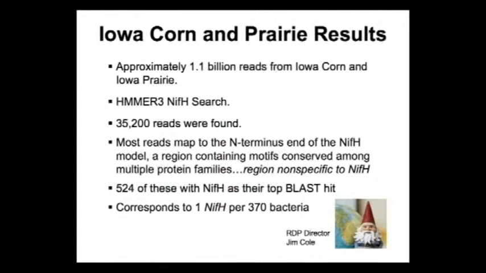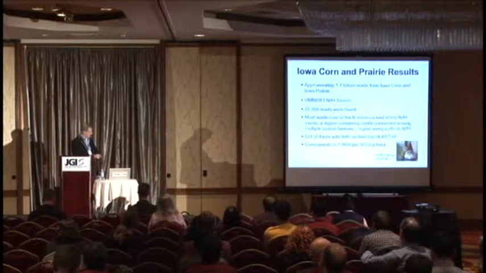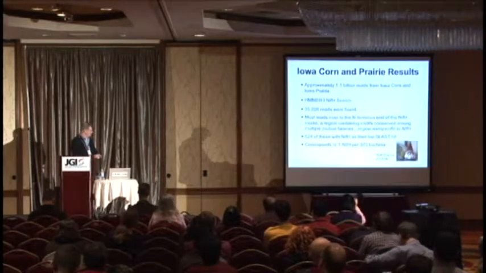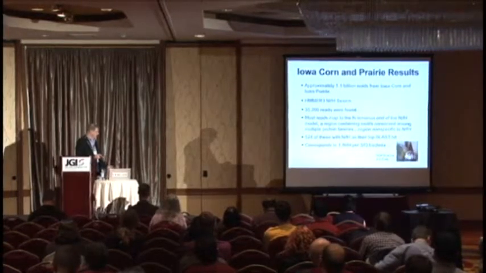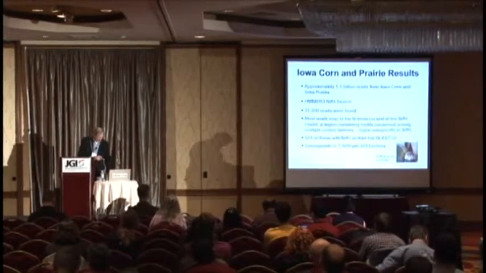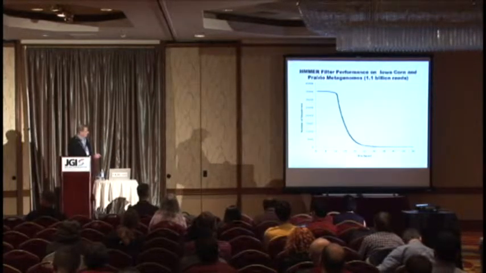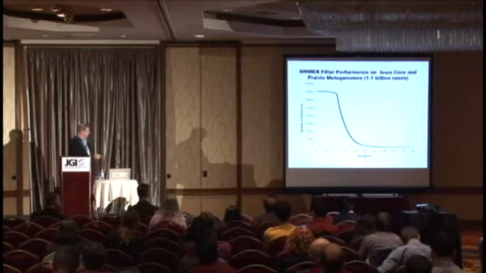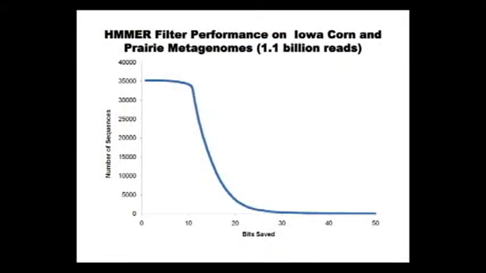However, with this reduced number, we could BLAST those. 524 had top NifH BLAST hits. That would correspond to 1 NifH gene per 370 bacteria in soil, assuming an average genome size and population of bacteria in soil, which I think is a reasonable number that one might expect in a soil environment. This is how that would be predicted to perform over the number of sequences we have and the bit score. So it's feasible. The point is it's feasible.